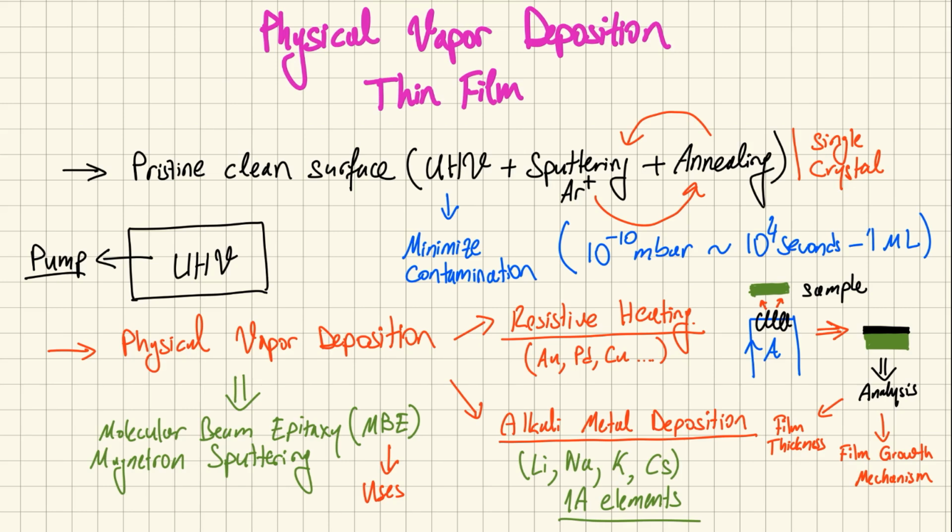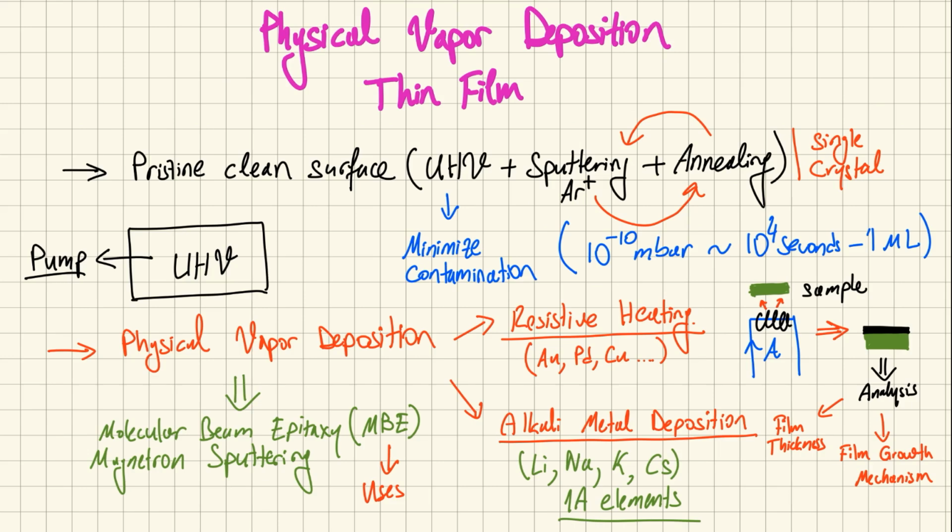In order to achieve that, we need the UHV system, and this UHV system is pumped by using a turbomolecular pump, ion pump, or oil diffusion pump, doesn't matter. In this case, we can minimize the contamination. However, in order to obtain a very clean surface, we need sputtering and annealing cycles.